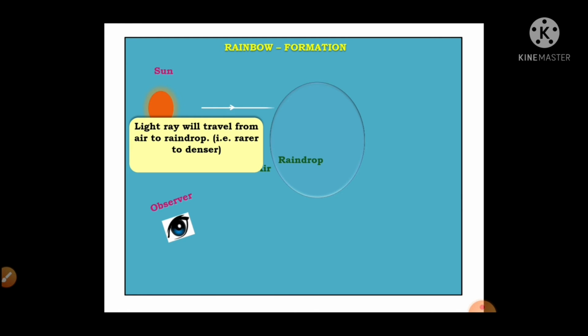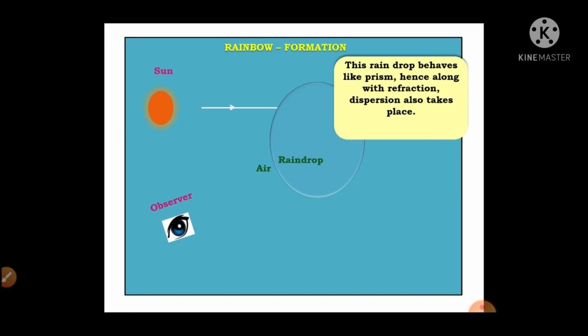Sun. Light rays travel from the air to the raindrop, that is from rarer to denser. Light is traveling from rarer to denser, right? Because air is a rarer medium and the raindrop is a denser medium. This raindrop behaves like a prism because it is also a transparent medium. Hence, along with the refraction, dispersion also takes place.